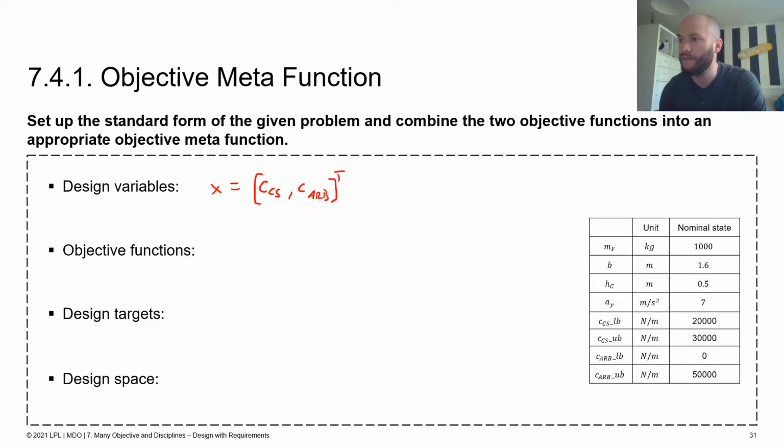What else? We have two objective functions here. The first one with respect to the springs is the eigenfrequency, calculated by the system equations we gave you. So 2 times the stiffness of the spring divided by the mass, and then the root of it.